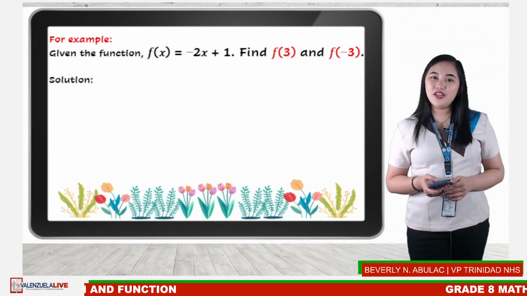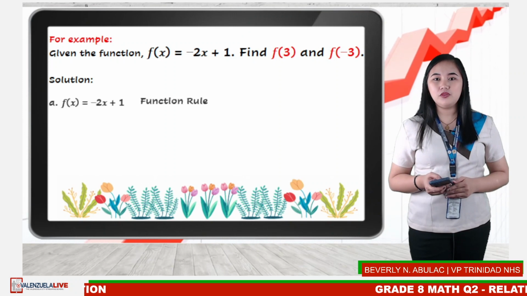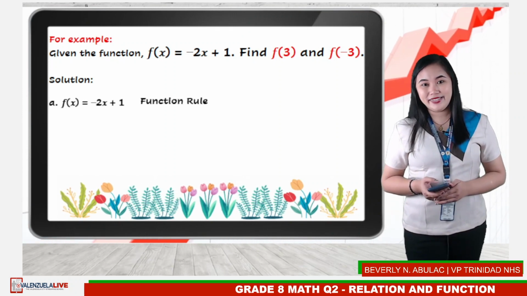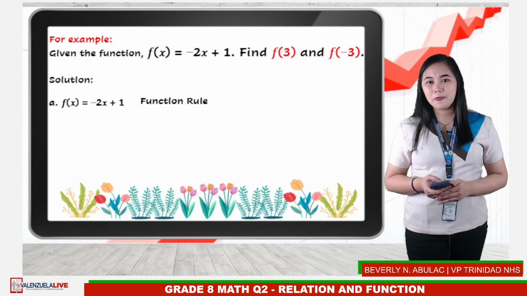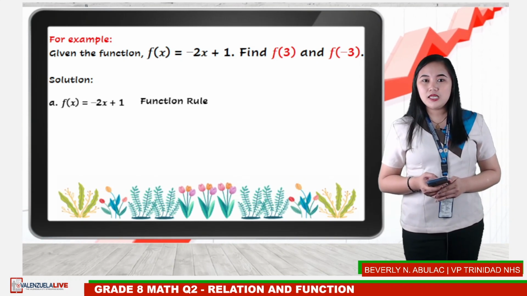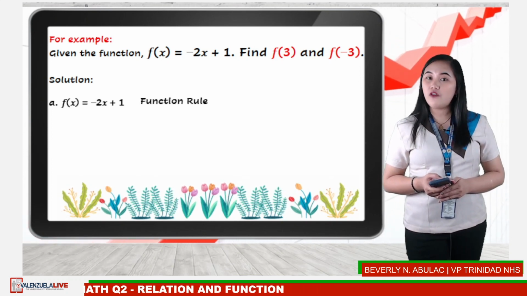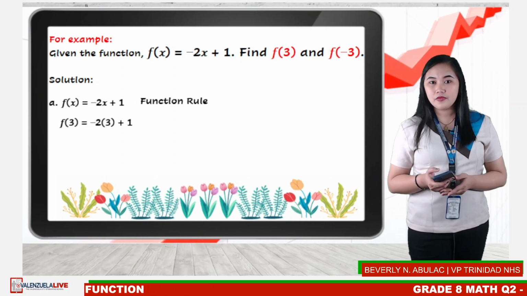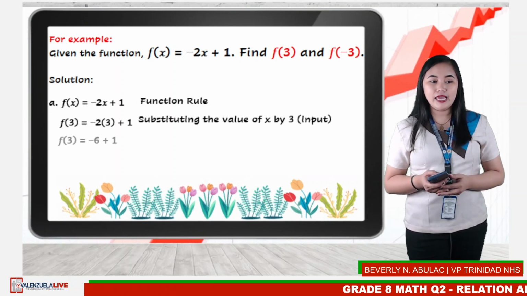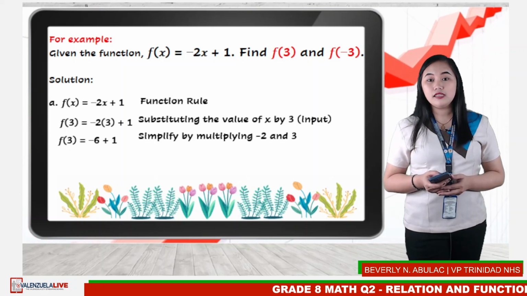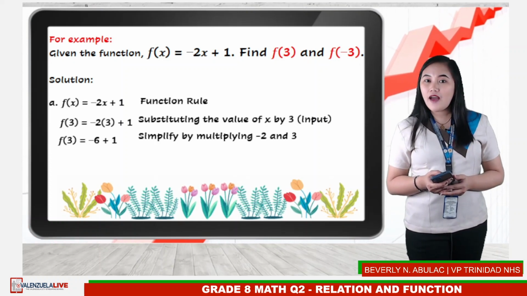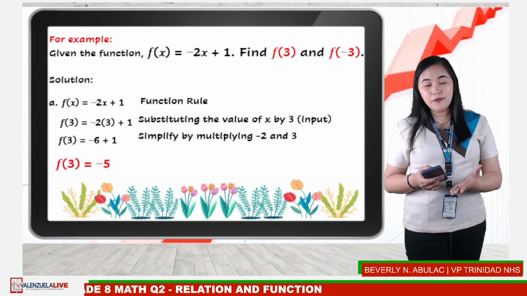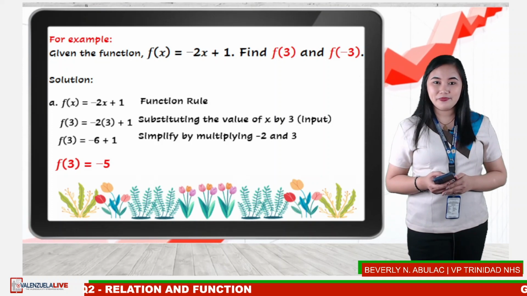For example, given the function f of x is equal to negative 2x plus 1, find f of 3 and f of negative 3. Solution: we have f of x is equal to negative 2x plus 1. This is our function rule. Then substituting the value of x by 3, then simplify by multiplying negative 2 and 3. Then by simplifying further, it results to negative 5. Therefore, f of 3 is equal to negative 5.